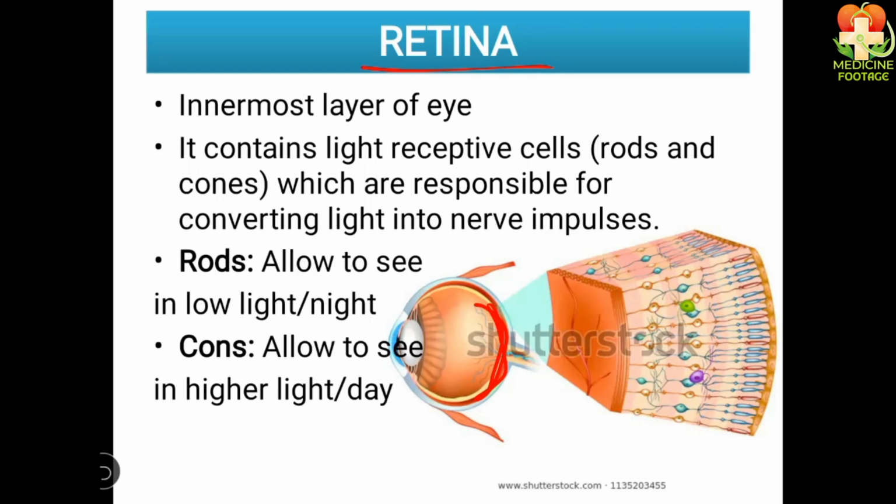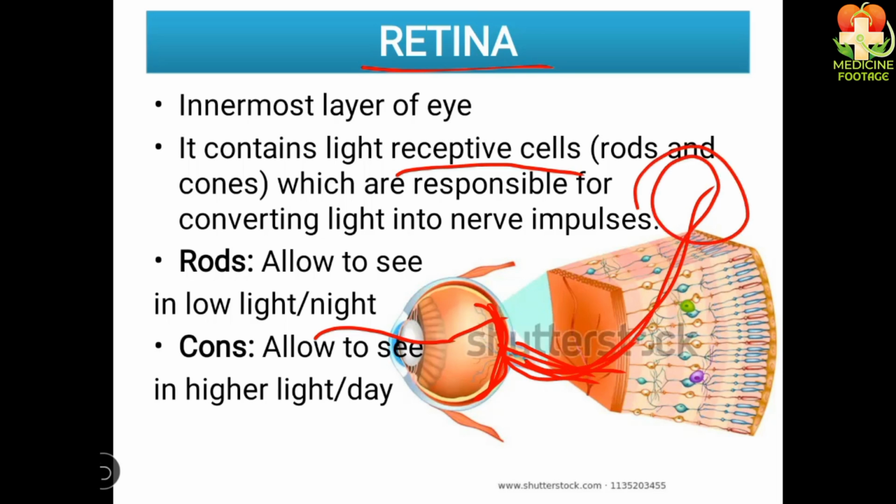What is its function? It actually contains receptor cells responsible for converting light into nerve impulses. That is, the light entering the eye goes to the retina and is converted into nerve impulses. And from here, through the optic nerve, it goes to the brain. So, the brain receives that vision which we see through the eye. Whatever we see goes through the eye, goes to the retina, and from the retina, it goes to the optic nerve and reaches the brain. So the brain receives that thing we see.